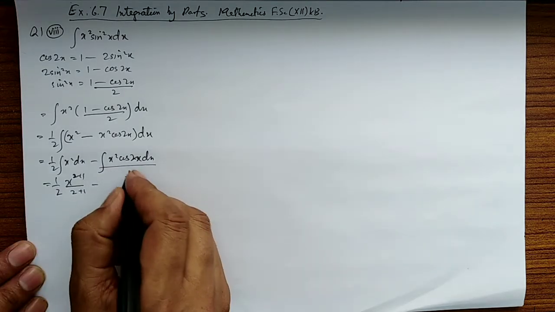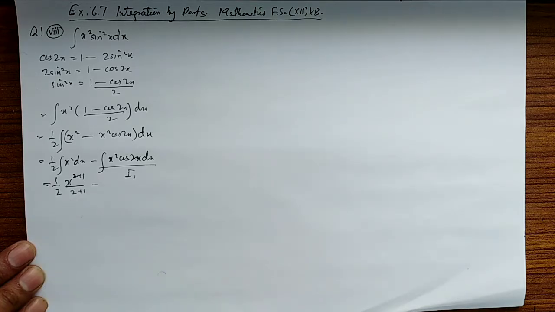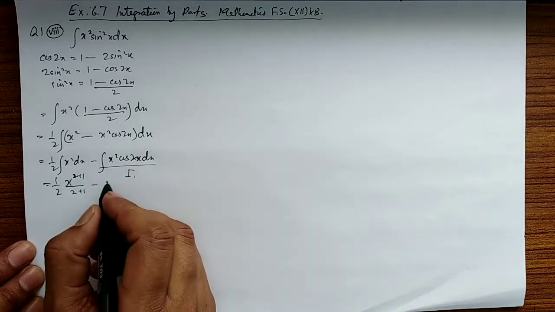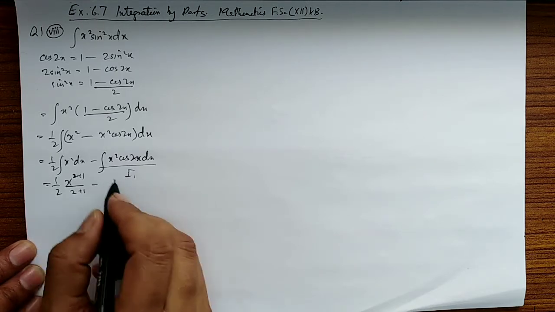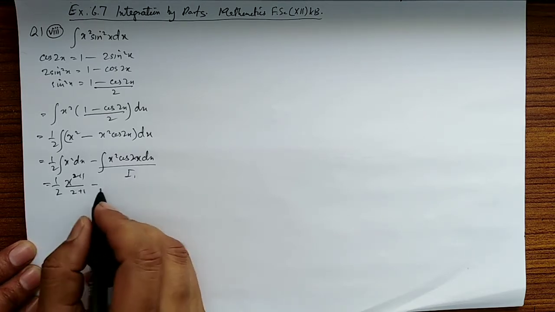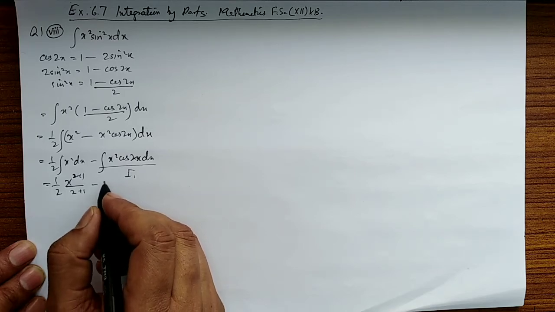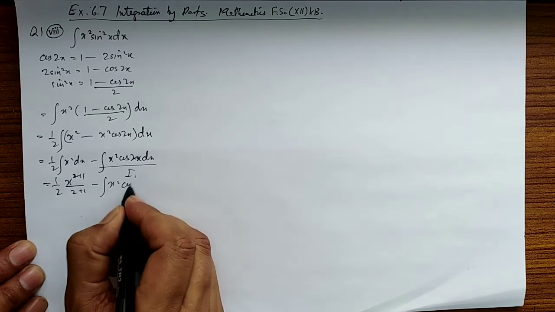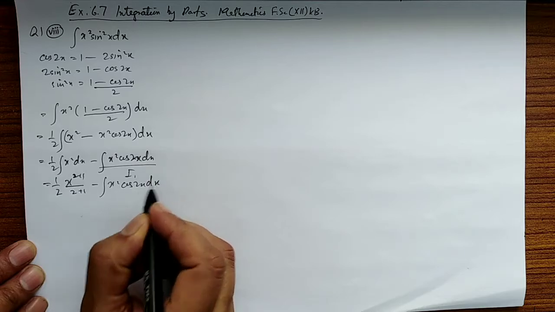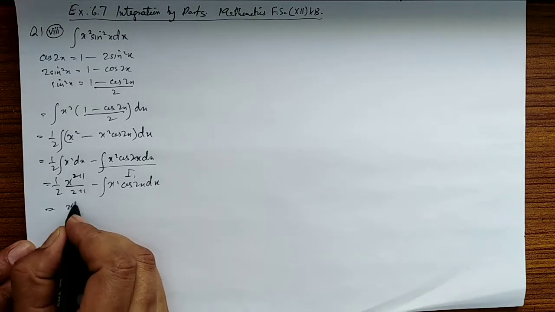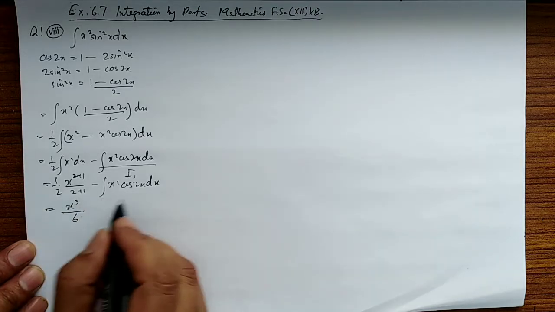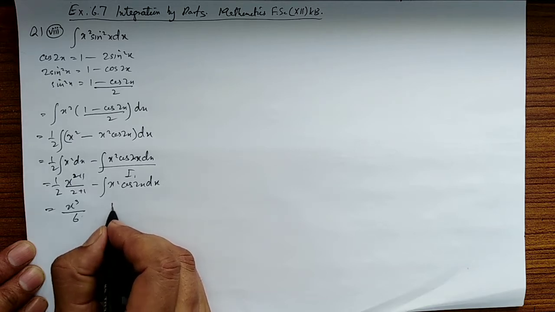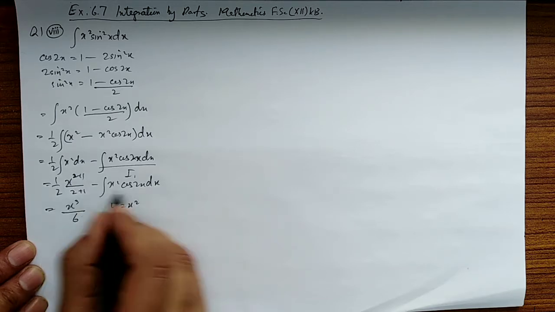So name this as I1. Or you can solve it directly by considering this part combinedly. So this will give us x cube upon 6. Okay, now for this part I'm going to take u equal to x square, and I'm going to integrate this one by parts.